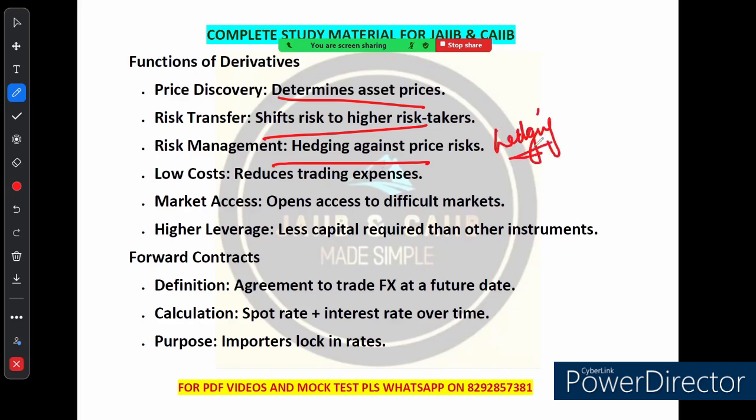Then after it comes low cost. They make trading cheaper. Then comes market access, which means they open doors to markets that are hard to get into. They are highly leveraged, meaning you can trade with less money compared to other investments.